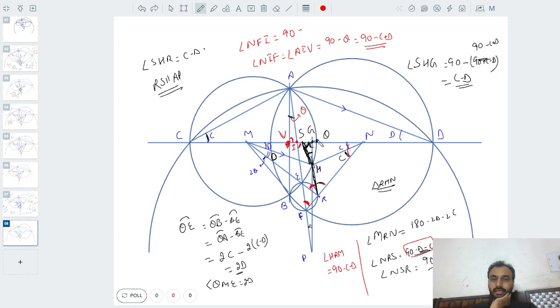So from triangle NFI, we can say NFI is 180 minus angle N, which is 2C, and this angle 90 minus C plus D. So do we get some good angle? 90 minus C minus D. So this is the same as the angle HRM. HRM angle is 90 minus C minus D, and this is also 90 minus C minus D. So we say that HR is tangent to the circle.